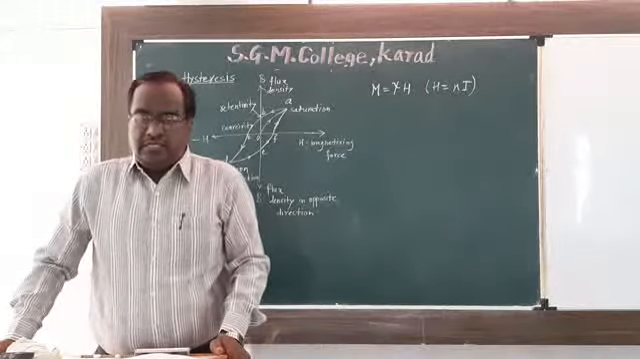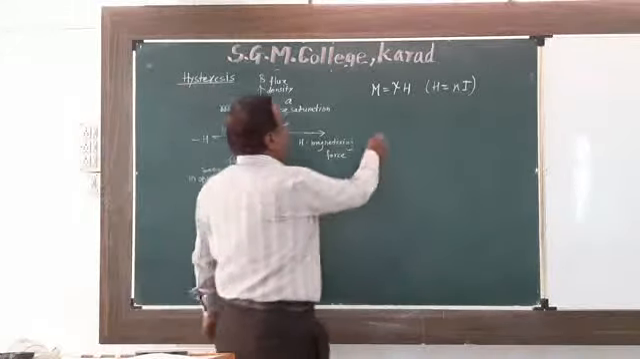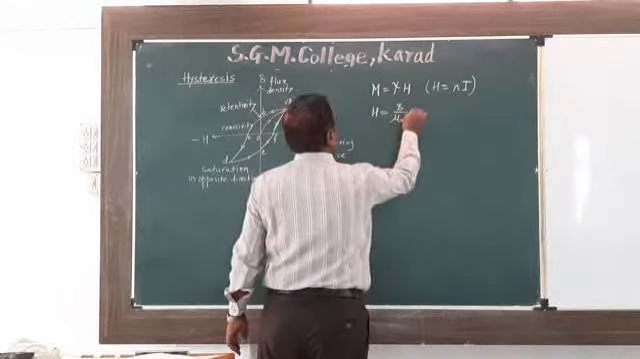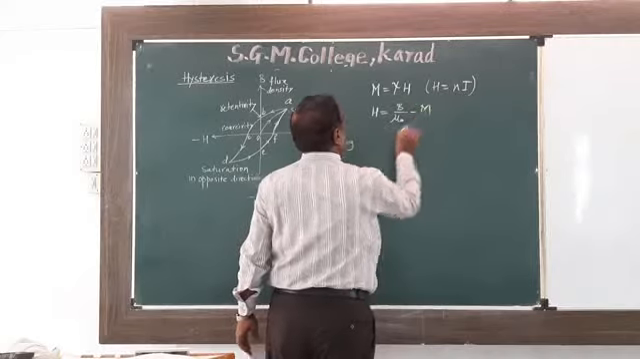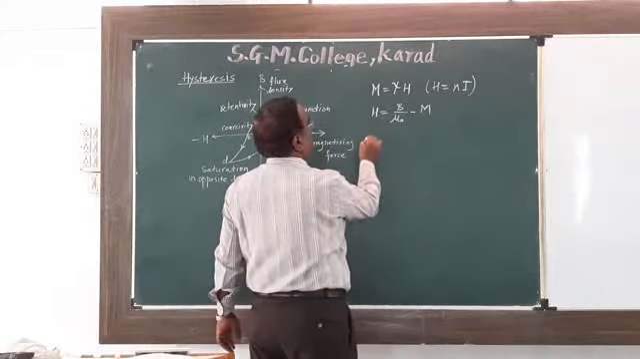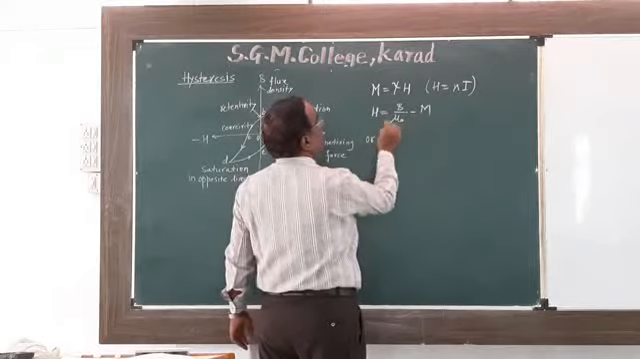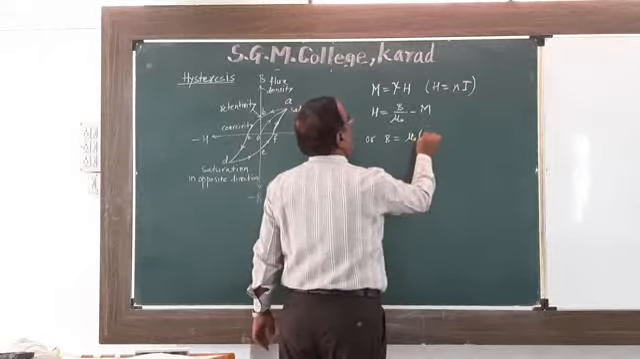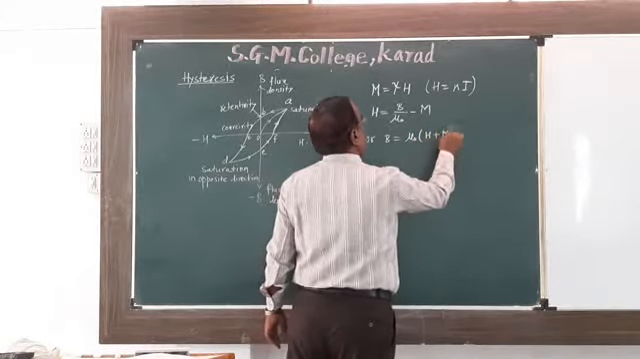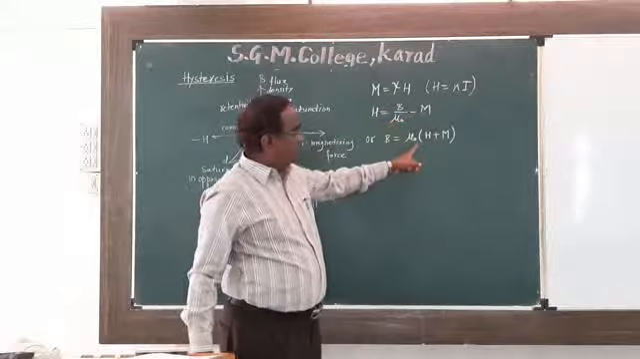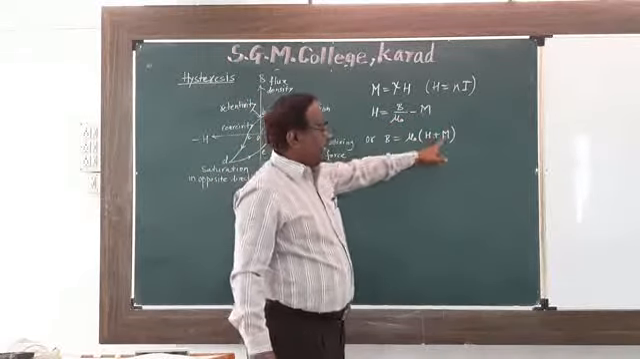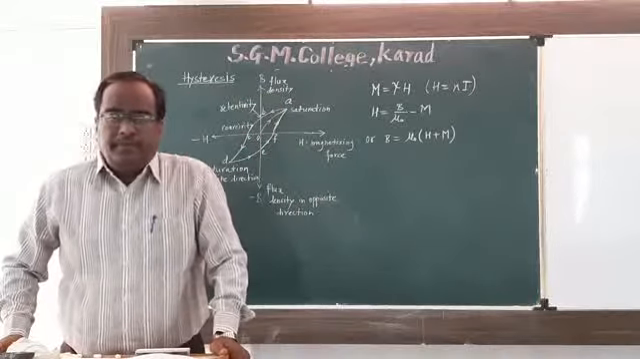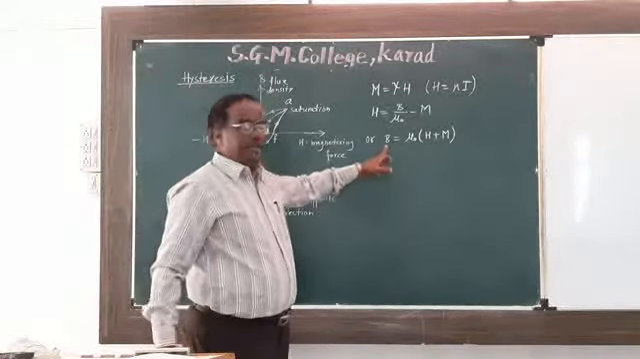magnetization can be determined. And also we know that H is equal to B upon mu 0 minus M. We can modify this equation as B is equal to mu 0 (H plus M). Now knowing the values of H and M, we can easily determine the value of magnetic field B.